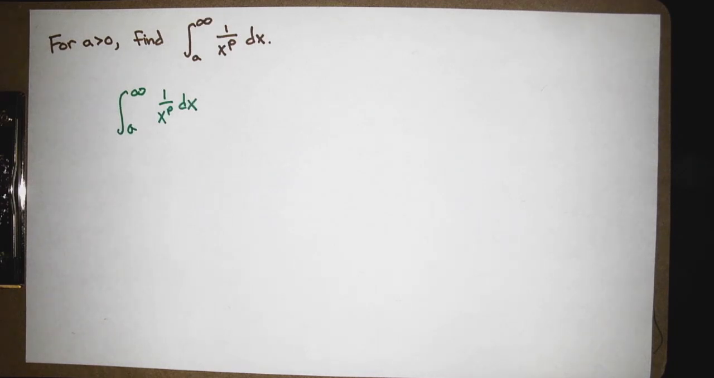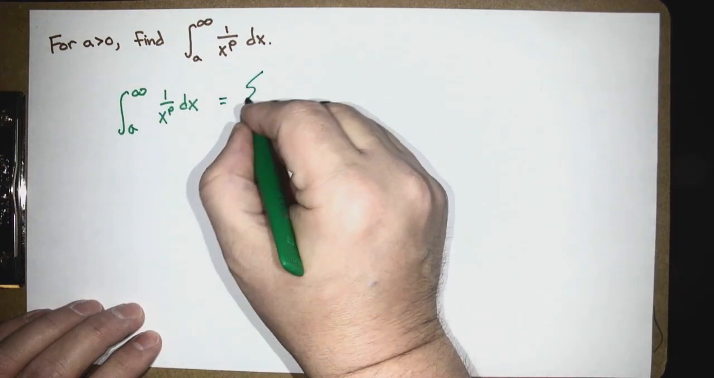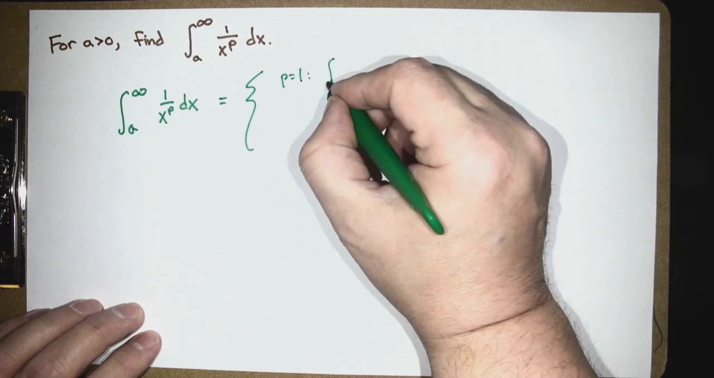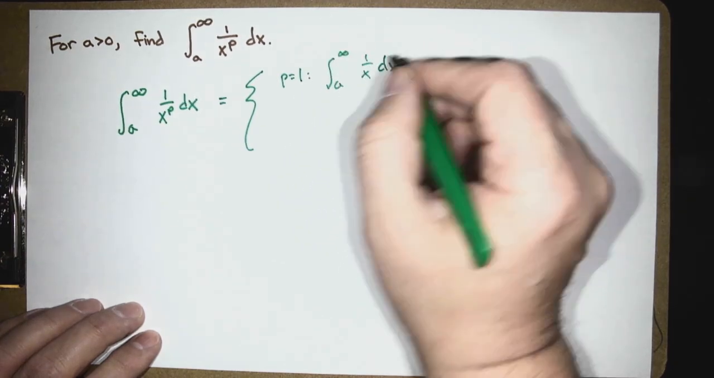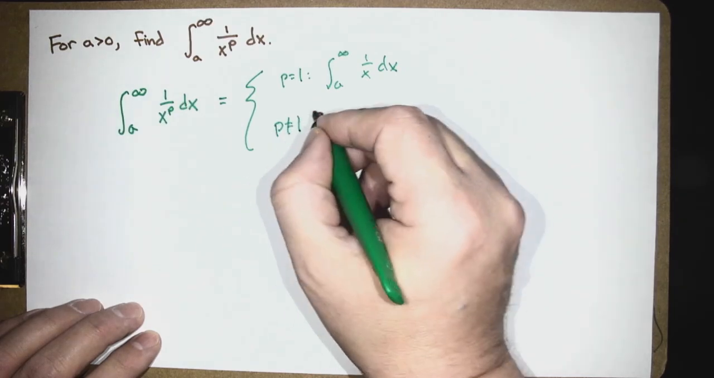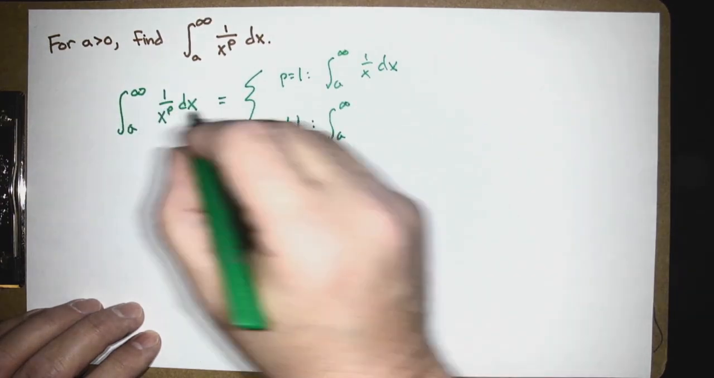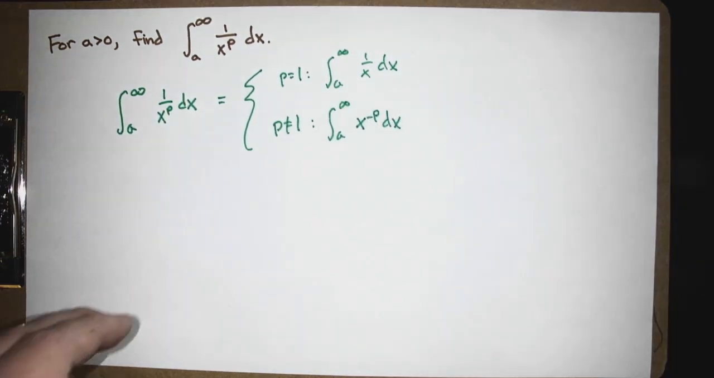And okay, 1. There's a very special value. Okay, so let's break this into two cases, which is we'll have p equals 1. So we have the integral a to infinity of 1 over x. And then we'll have p not 1, which is the integral a to infinity of 1 over x to the p, which we'll write as x to the minus p, because that's a more calculus-friendly way to write things. All right, so we're going to do it in two cases.